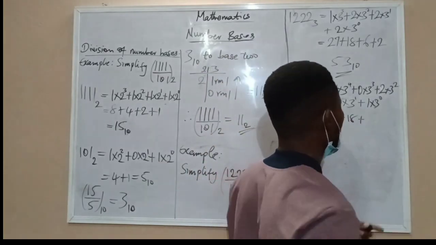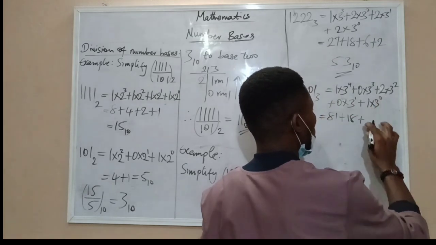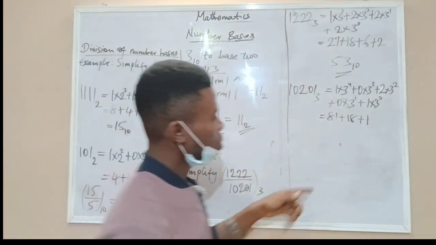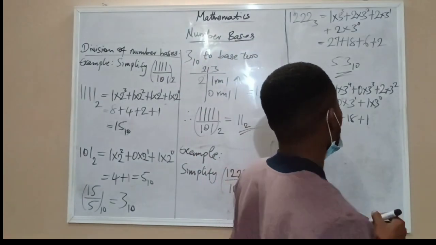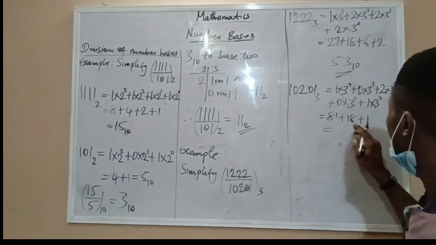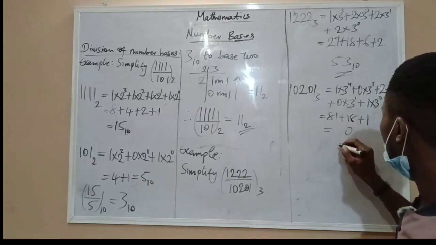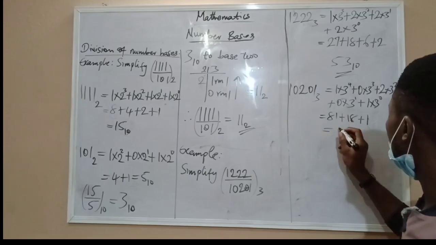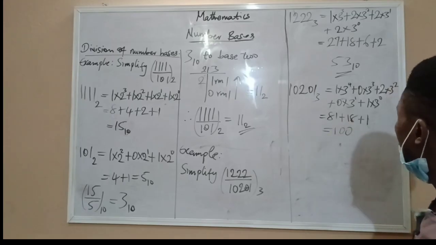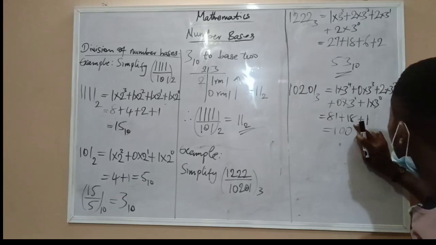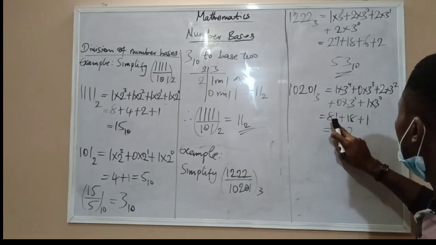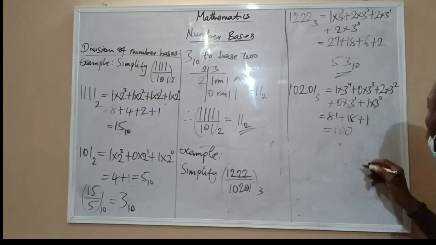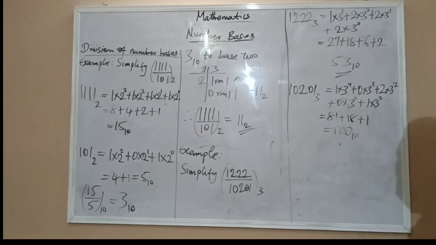And the last one is 1. 3 raised to the power 0 is 1. 1 times 1. So when you add this, it will give you what? 9, 0, 10, 10, 100. Am I right? 1 plus this is 9, 10. Right? 5, 0. Add 1 here. 2 plus 100. So this is 100 in base 10, right?